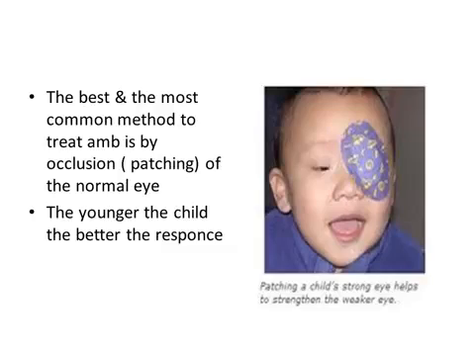How can we treat amblyopia? This is by occlusion of the better seeing eye. The best and most common method to treat amblyopia is by patching the normal eye in order to force the brain to use the image coming from the amblyopic eye. Of course, the younger the child, the better the response. Amblyopia in adults and even in late teenagers is sometimes very difficult to treat.